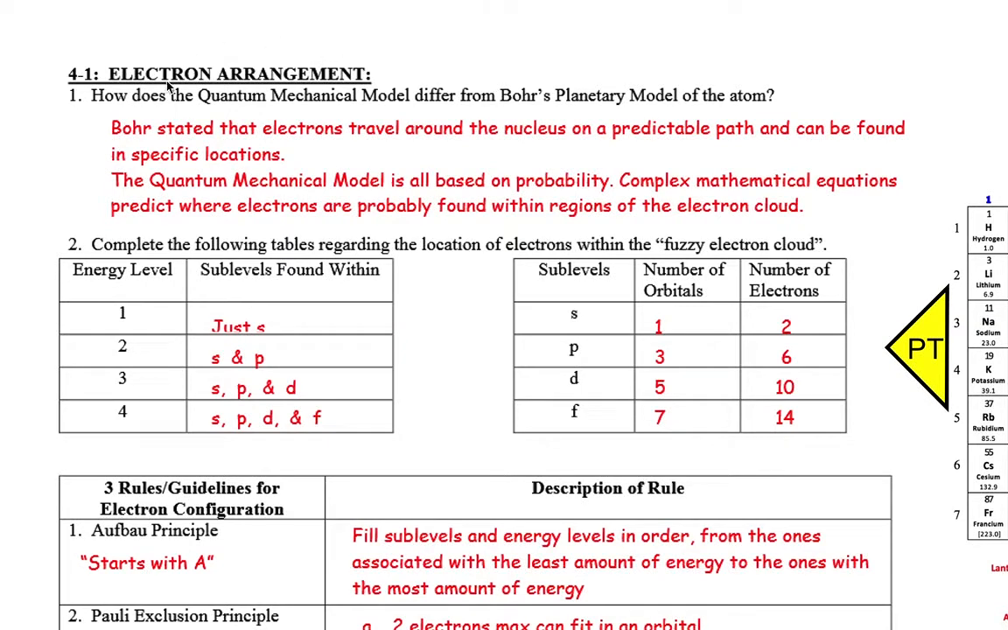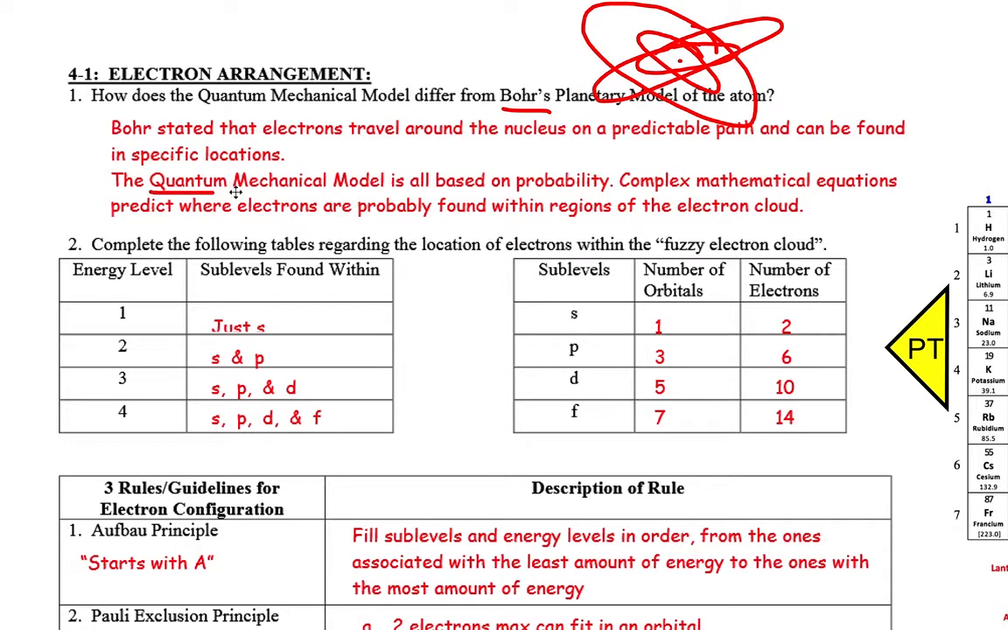All right, 4.1, electron arrangement. So the quantum mechanical model, how does it differ from Bohr's? Remember, Bohr said that electrons can zip around on specific orbits around the nucleus. We know exactly where they are. They could jump from one energy level up to another orbit and then crash back down and give off light as they do that. He was onto something there.